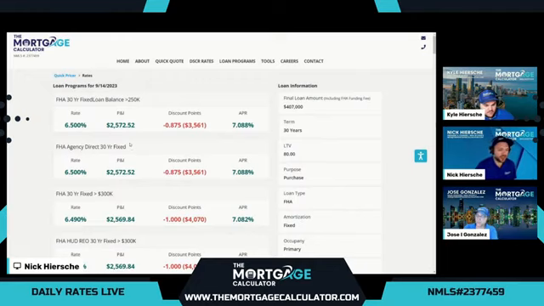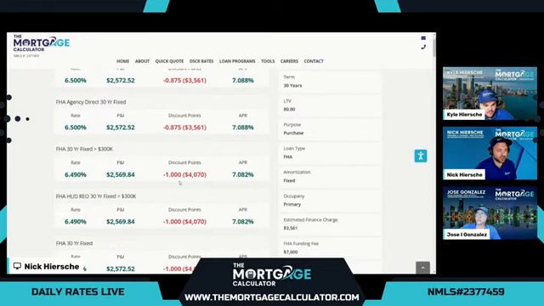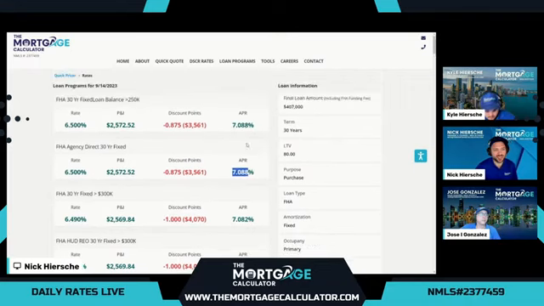And FHA is about the same as it was yesterday, not much movement here. Looks like this is a touch cheaper. 6.49 rate instead of 6.5 for one discount point and cost puts the APR at 7.082. 6.5 rate at 0.875 cost puts the APR at 7.088. So just a touch different there.